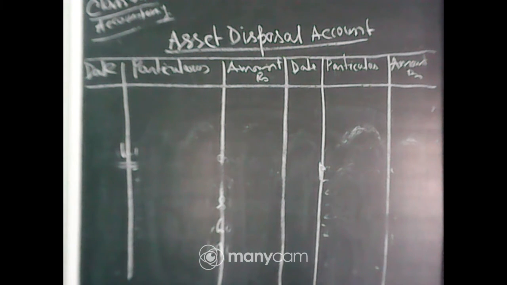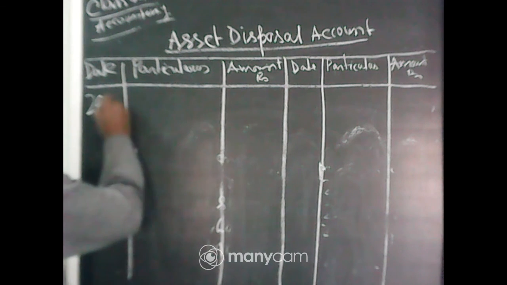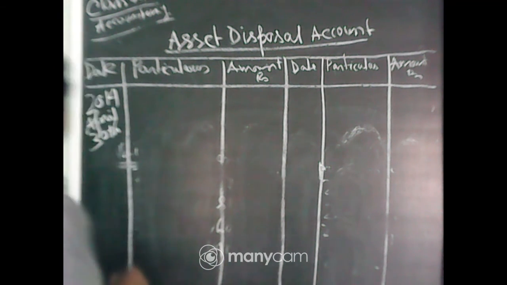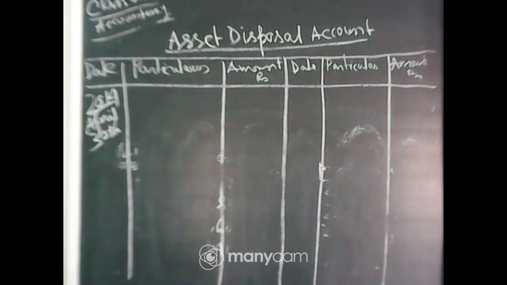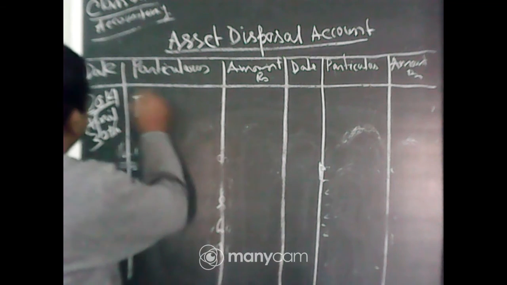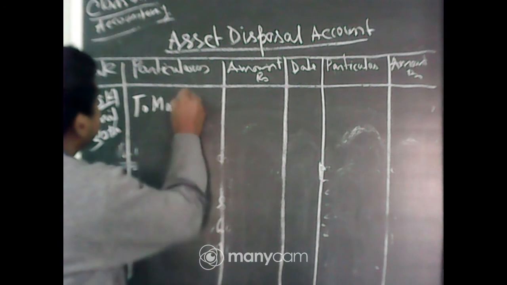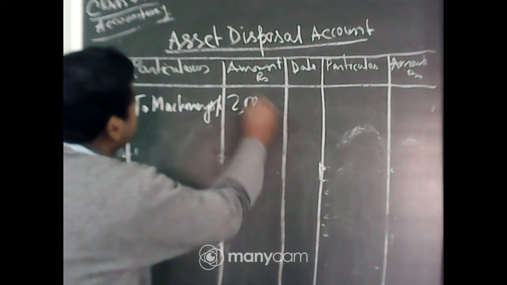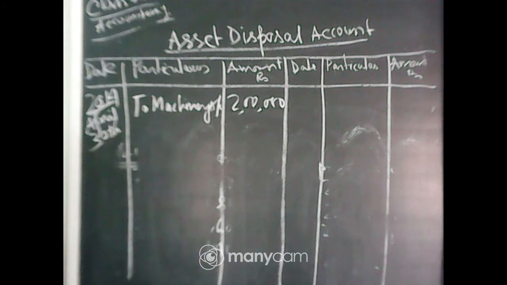So in year 2014, April 30, means 30th April. First we have to transfer the machine's original value to the machinery disposal account. What will be the journal? Machinery disposal account debit to machinery account, that is 2 lakh, that is the original cost of the machine we transfer to the asset disposal account.